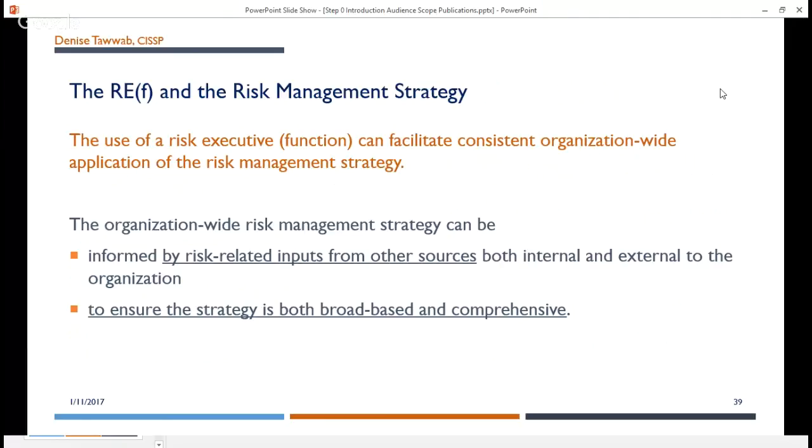The risk executive function and the risk management strategy. The use of a risk executive function can facilitate consistent organization-wide application of the risk management strategy. So they work together. The organization-wide risk management strategy can be informed by risk-related inputs from other sources, internal and external to the organization, to ensure that the strategy is both broad-based and comprehensive. So basically, you want to make sure that you're considering everything that's happening in the ecosystem that impacts information security risk.